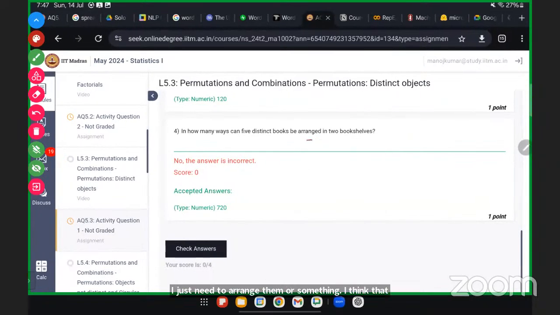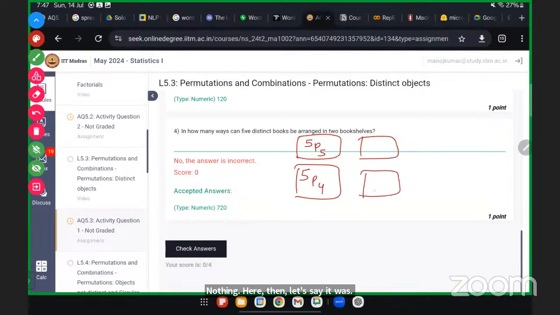Okay. So if I choose any book here, so let's say 5P5 here, then nothing here. Then let's say I choose 4 books here and arrange them. Then I'll have 1 only. I don't need to choose or anything, right? Then here, if I do 5P3, then again I don't need to do anything. Sir, there we have two books left here, just arrange them, I think.